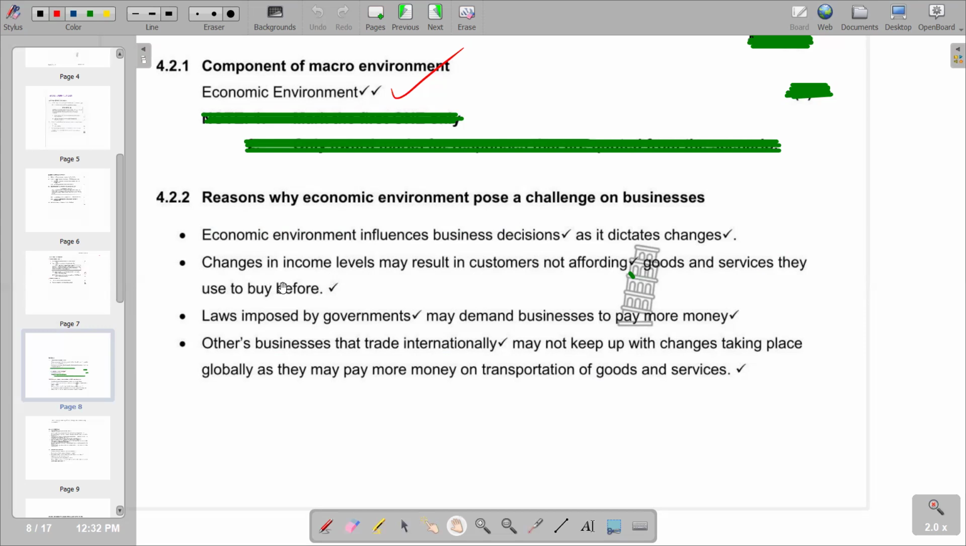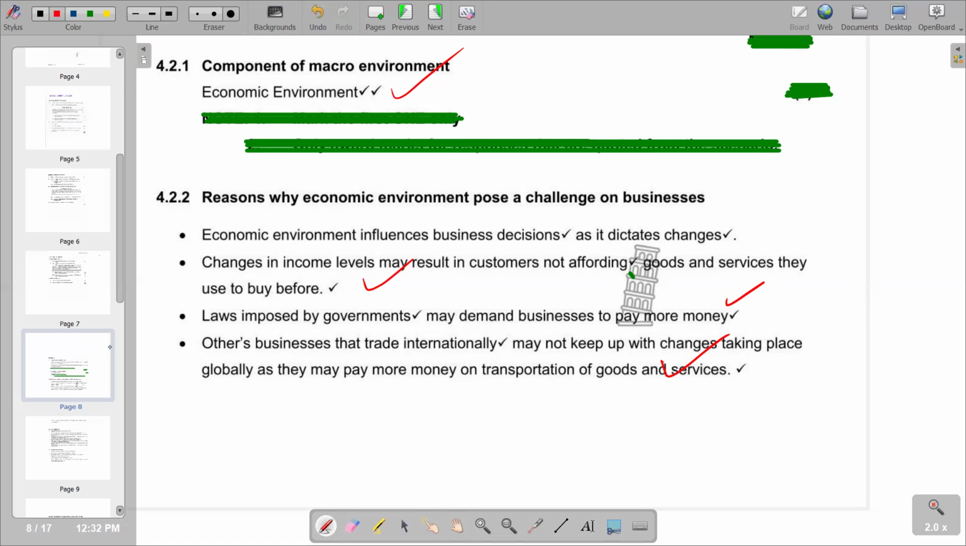Remember, we're talking about inflation. When prices increase, consumers will not be able to afford those goods because of the high prices. So that's affecting their consumer behavior, a negative impact that we can notice. Then we go to the next point: laws imposed by governments may demand that businesses pay more money, which is also a negative impact. And the last point is that businesses that trade internationally may not keep up with the changes taking place globally, and they may pay more money on transportation of goods and services.